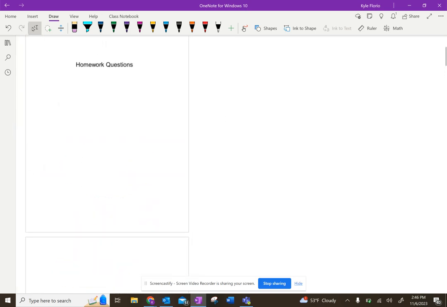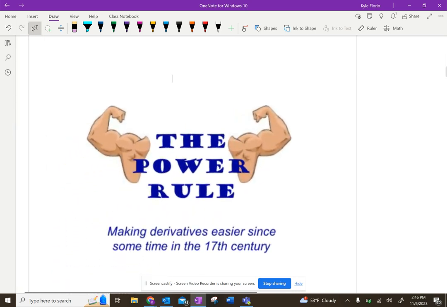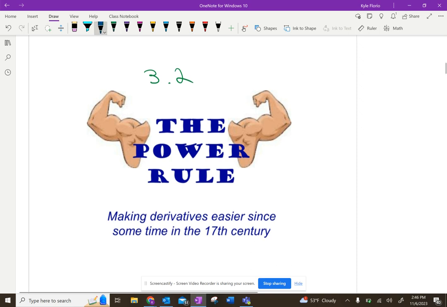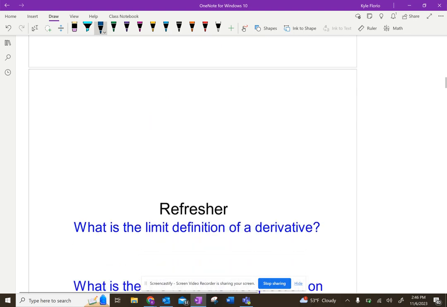All right, welcome calculus. This is section 3.2, the power rule. Whenever you need to, pause the video and copy things down. This is a rule that makes derivatives a lot easier if they're polynomial functions, making derivatives easier since sometime in the 17th century.